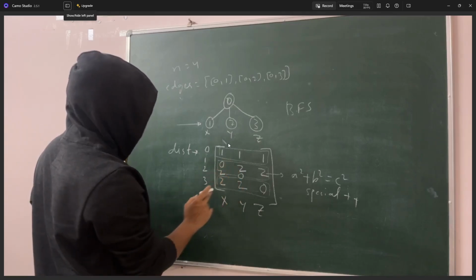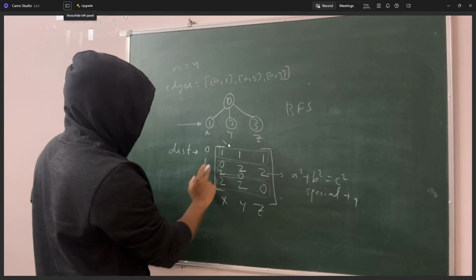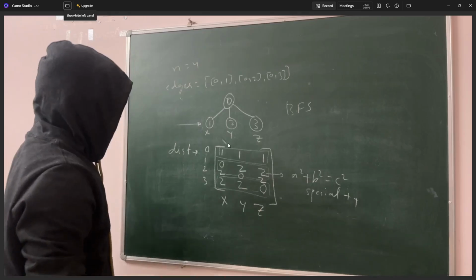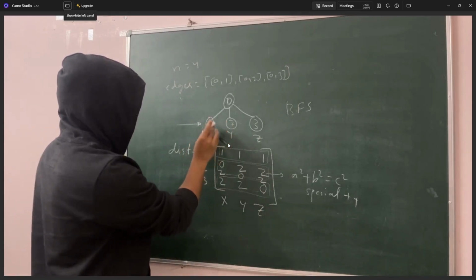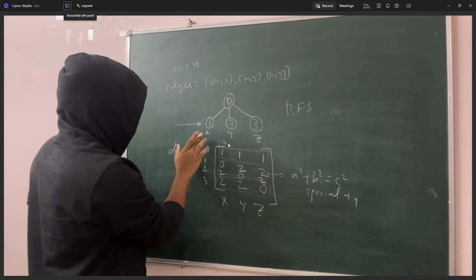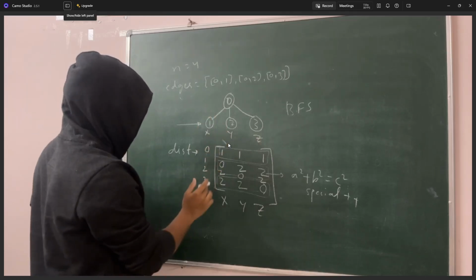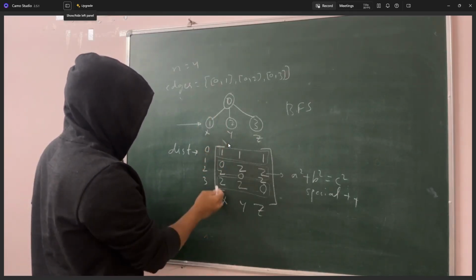And from 2 to z, distance is 2. You can take this. Okay, so as I was saying, you'll have to do BFS. When you do BFS, your source node will be x. From x, you are finding the distance to all other nodes.